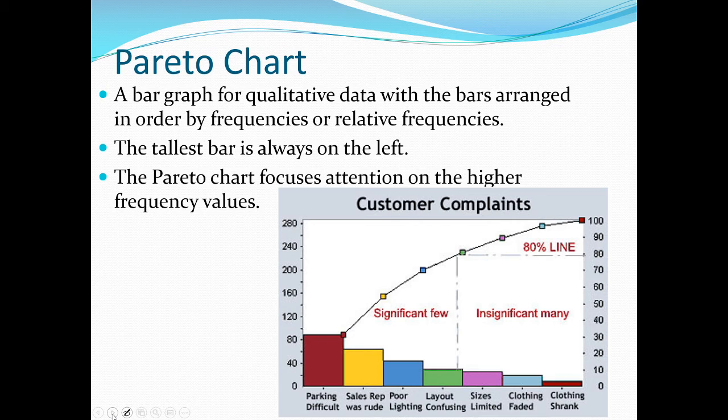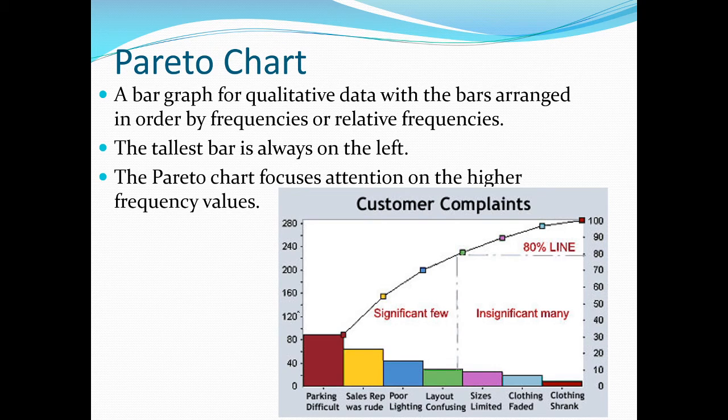Pareto chart is a little bit of a new thing. A Pareto chart is nothing more than a histogram in order, or a bar graph in order. A Pareto chart is more qualitative, not quantitative. It does categories, like down here, we have parking difficulty, sales rep, poor lighting, different types of complaints people filed. This is qualitative, not quantitative, because these categories deal with quality of stuff, not number of stuff.